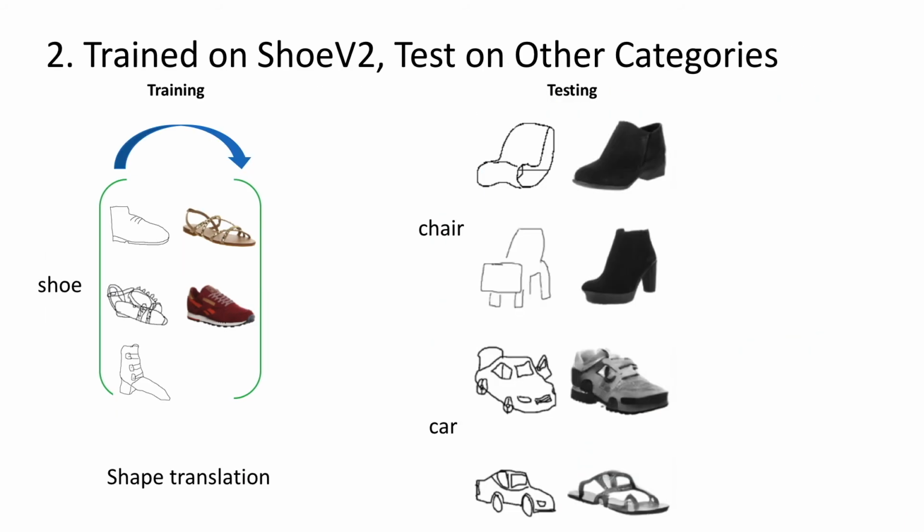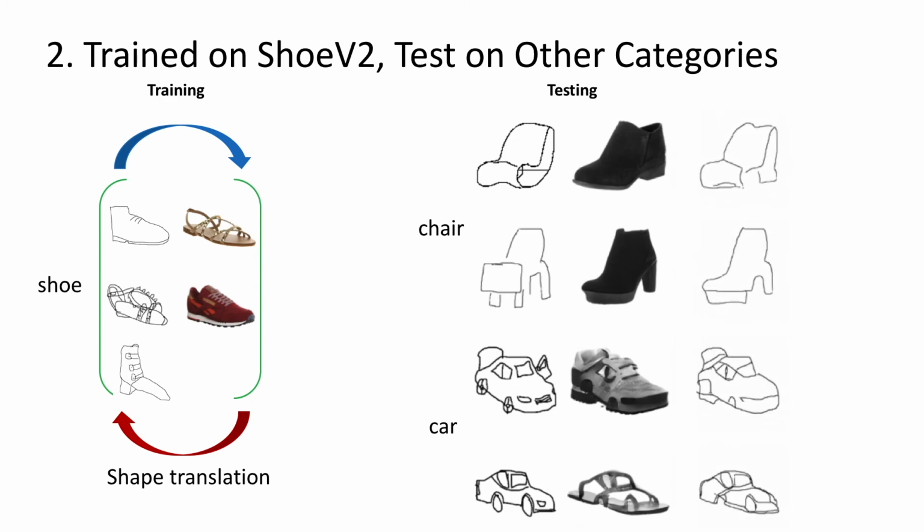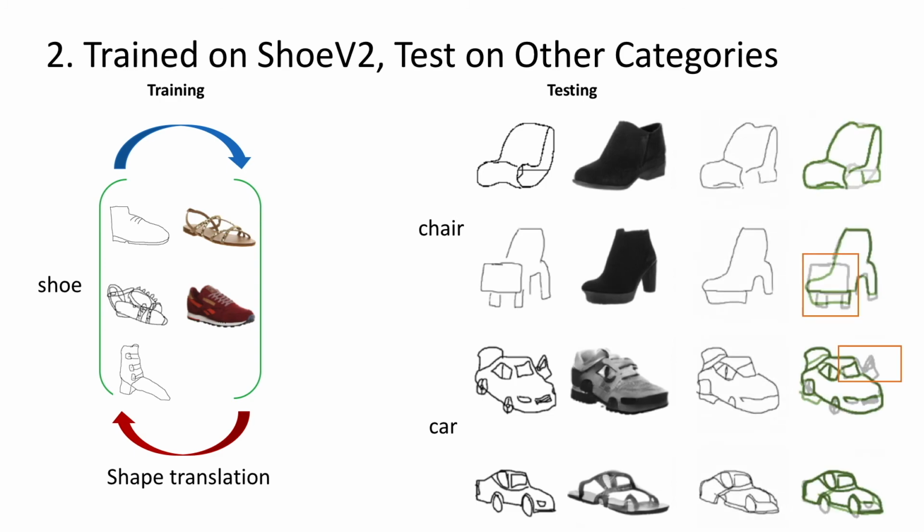We test our shoe model on sketches from other categories. For a non-shoe sketch, our model translates it into a shoe-like photo. Since our model is bidirectional, we can also translate the photo back to a sketch. The overlay of our reconstructed sketch and original sketch shows how our model selects and modifies the strokes in a non-shoe sketch.